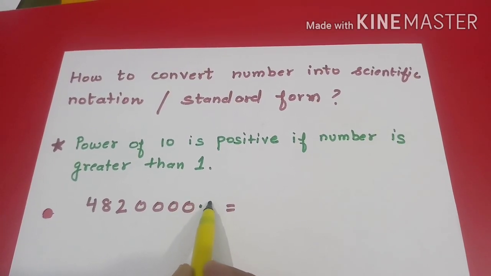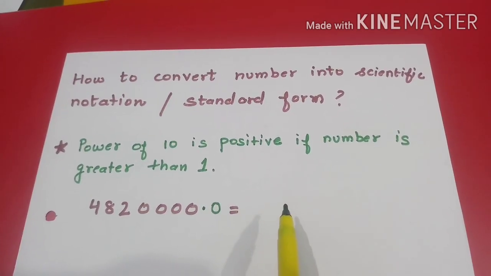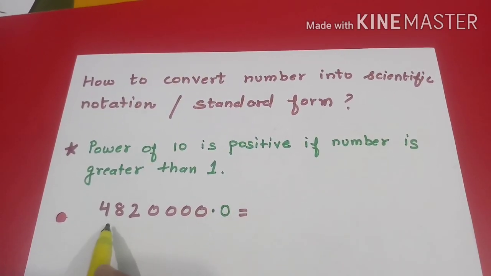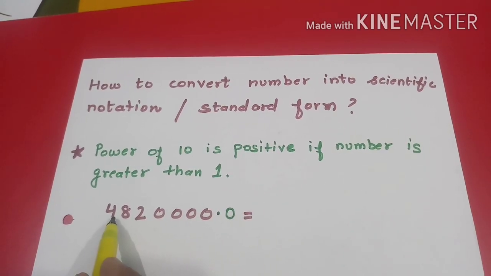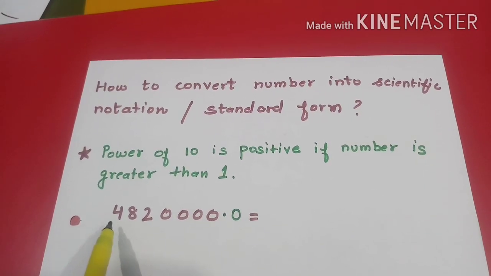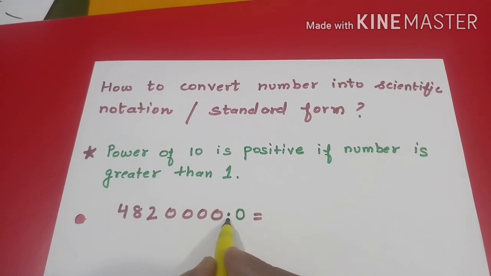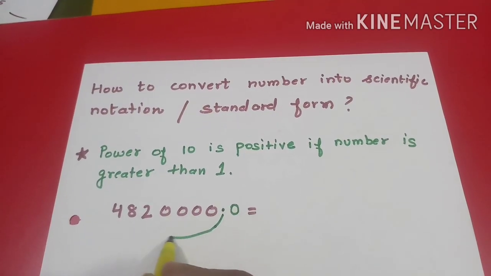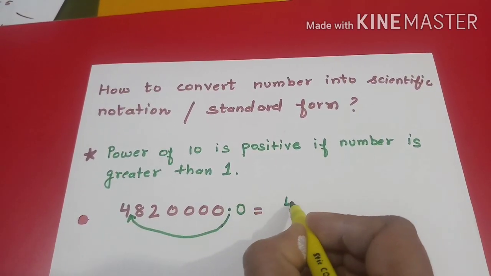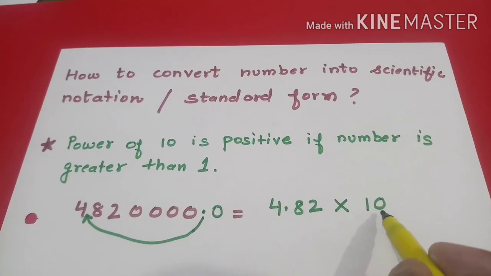My decimal is here in this number. While converting a number into scientific notation, we have to shift the decimal after the very first non-zero digit of the number from the left side, and here from the left side the first non-zero digit is 4. So our aim is to shift this decimal after the 4. That is my number, so I can write 4.82.